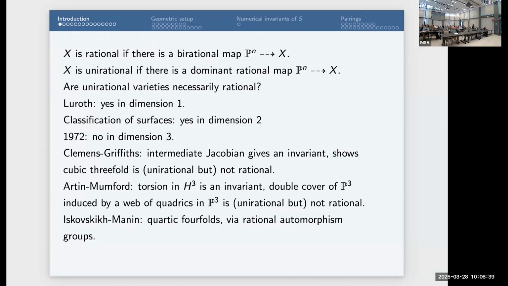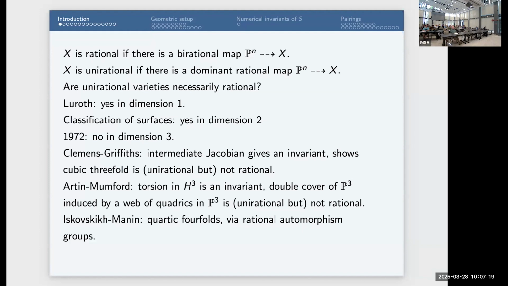It had been known to be unirational. In the same year, Artin and Mumford showed that the torsion in H^3 of X is also an invariant.